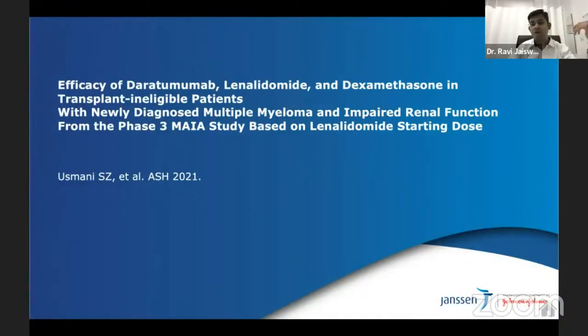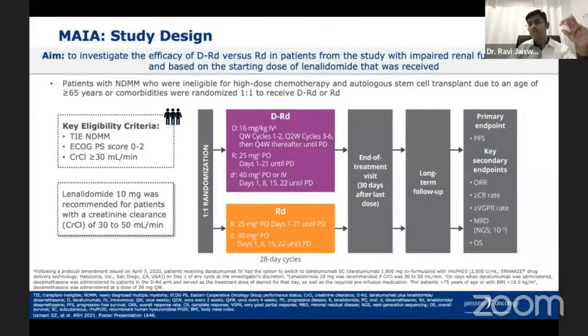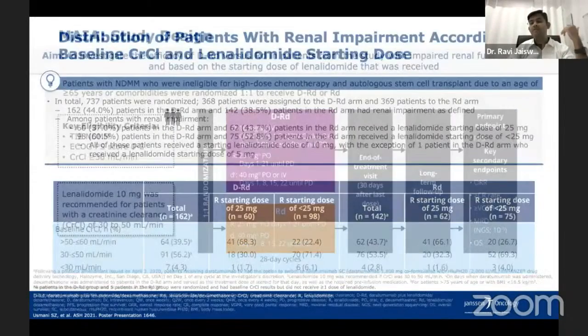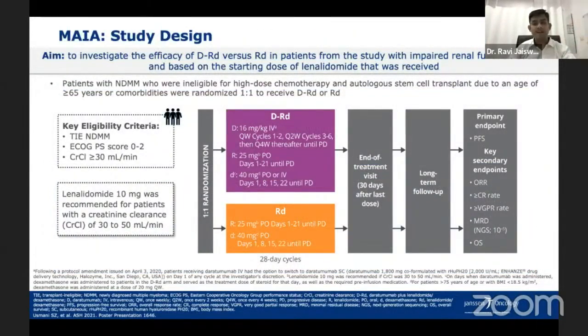Now let's move on from the MRD negative study to another study, which is a MIA study, which talks about use of this drug daratumumab in patients who have impaired renal function. We see a lot of patients with impaired renal function in our day-to-day practice. And this is a beautiful study which talks about two things. One is whether you should use Dara plus RD versus RD, or you should use a less dose of lenalidomide in these patients. And the outcomes, the endpoints of this study were PFS, response rates, CR rates.